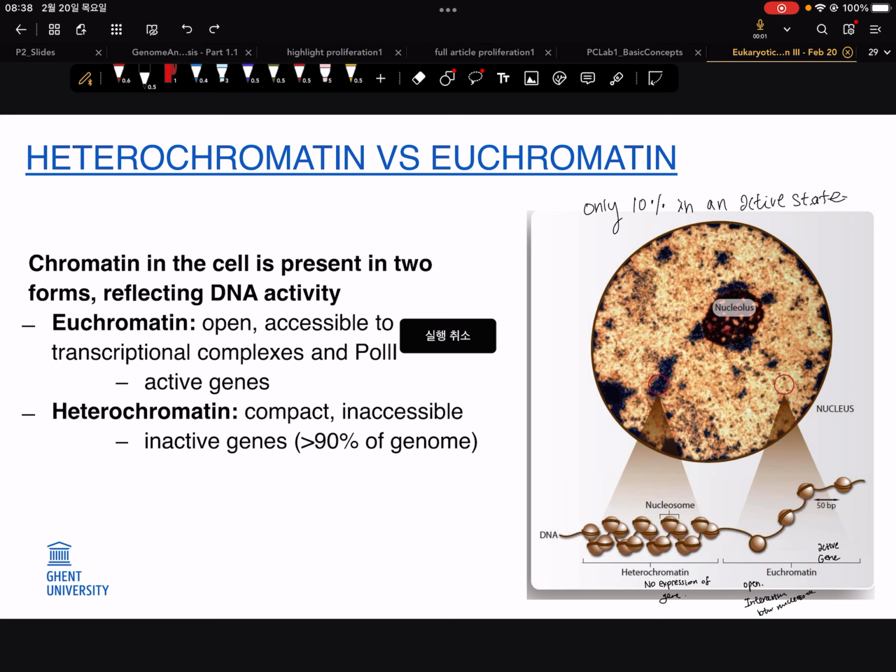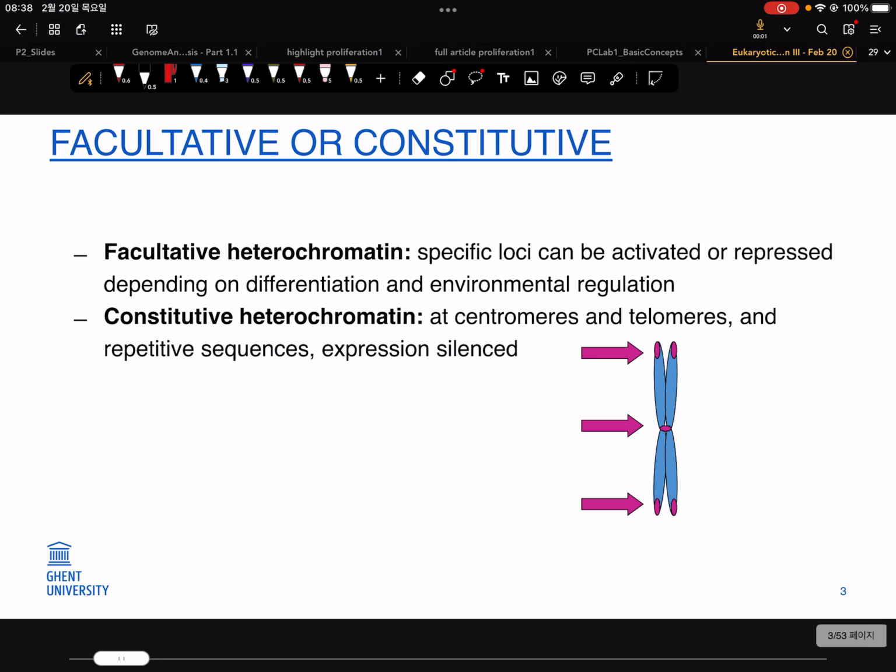So, in the heterochromatin, some parts are constitutively heterochromatin. Some parts of our chromosomes, mainly at the centromere and the telomere regions, have a very strong condensation. You have a continuous heterochromatin state there. Also some repetitive sequences, like transposable elements, but also around the centromeres you have a lot of repetitive sequences. They are constitutively in heterochromatin state so that they stay silent.